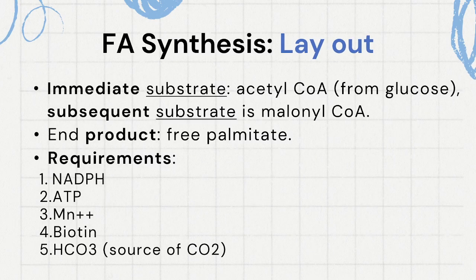The layout of fatty acid synthesis is that our initial substrate is acetyl-CoA that comes from carbohydrates, particularly glucose. The subsequent substrates are malonyl-CoA. The end product, as we are going to see today, is palmitate, but the body can synthesize whatever is needed in terms of length or the state of saturation, desaturation. But we are going to study the synthesis of palmitate as an example today.